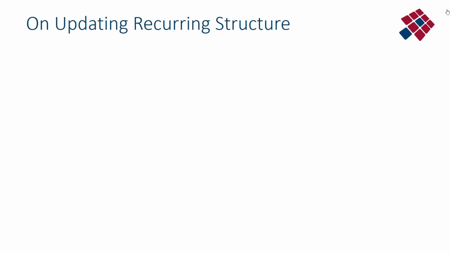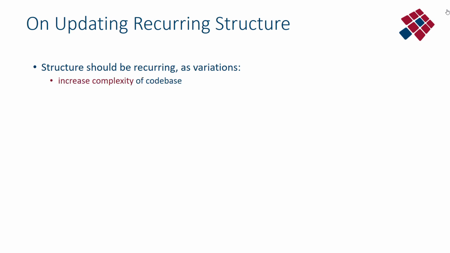Now, what we need to consider at this point in time is the update of these recurring structures. The structure of all these elements should be recurring, because if we would have variations, this would only increase the complexity of the code base and decrease the consistency in the behavior. If you would deal in another way with persistency, access control, remote access frameworks for an invoice than for an order or a payment or a sensor or a customer, that would increase the complexity of your code base, would decrease the consistency of the behavior of your code base.